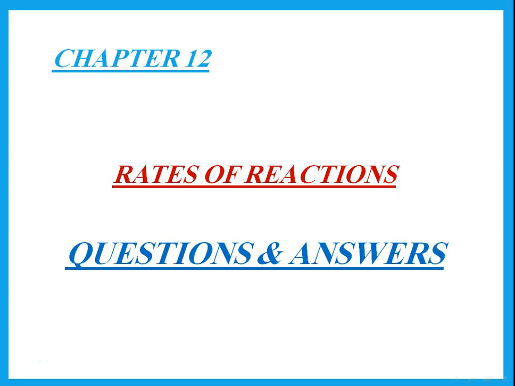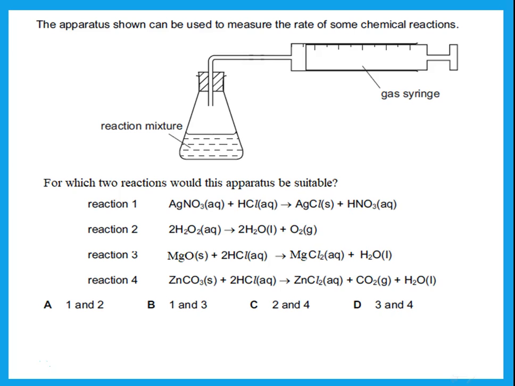Hello again. Okay, these are the questions and answers on rates of reactions. Let's see if you were able to get the correct answer. So the first question says the apparatus shown can be used to measure the rate of some chemical reactions. For which two reactions would this apparatus be suitable?